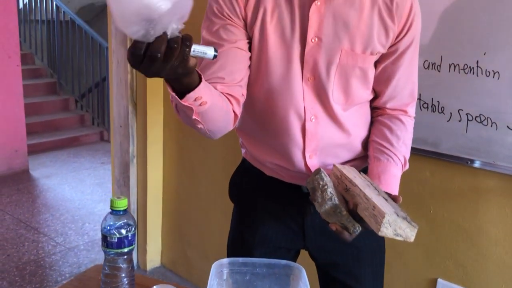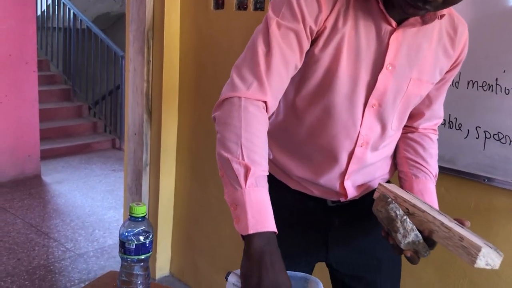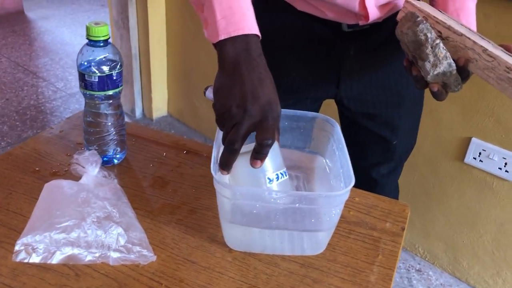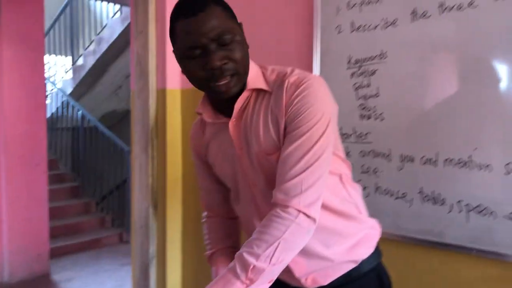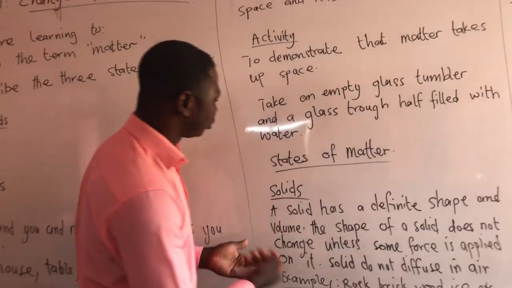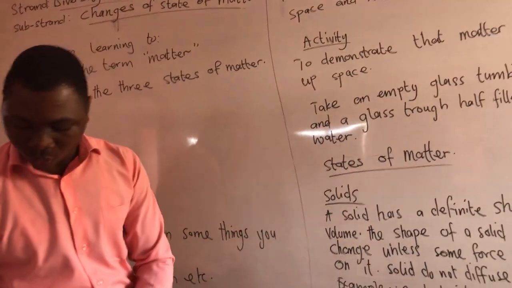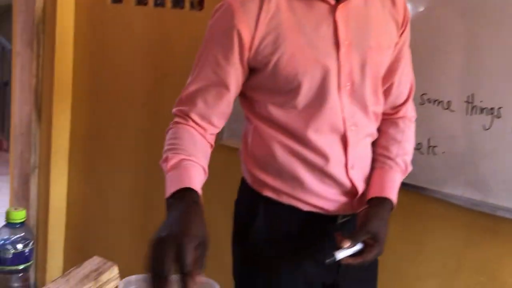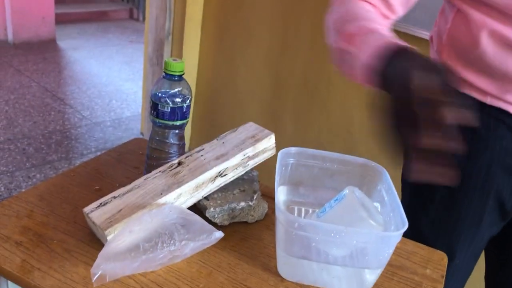That's all you can see, but it has occupied the space inside here. When I put this one inside, you can't see that thing, but when I raise it, there's a bubble. That means there's air inside. So you have solid, the hard one, liquid, the form of this one, and gas, the form of this one.